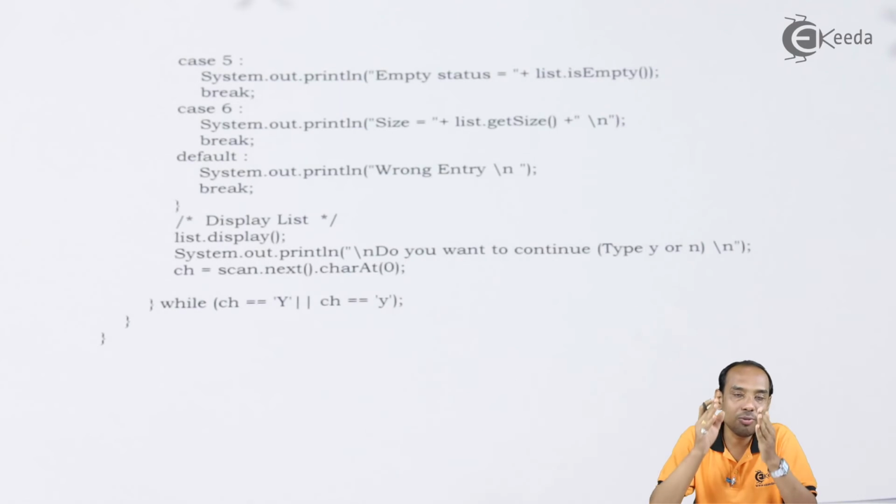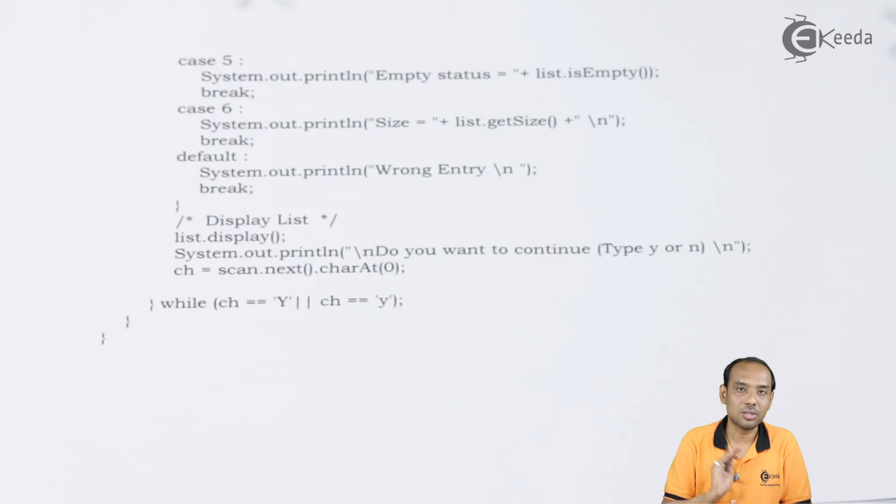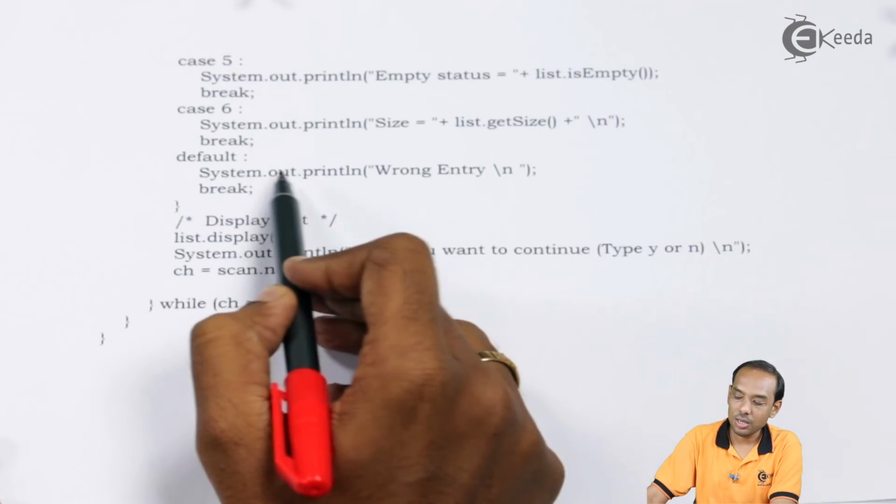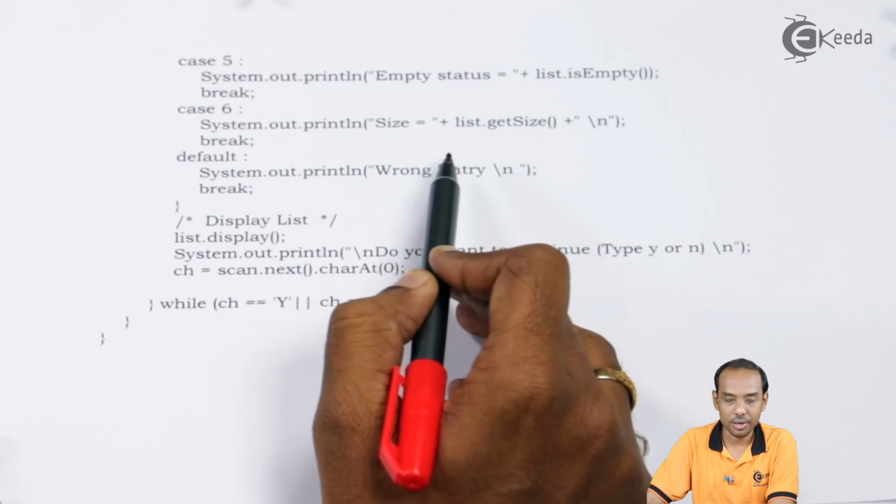Okay, once we are done with the operations from 1 to 6, if the user chooses other options, let's say 0, or chooses 7, 8, 9, 10, these are not valid entries. I need to write the case for default. So I'm writing default, System.out.println wrong entry.